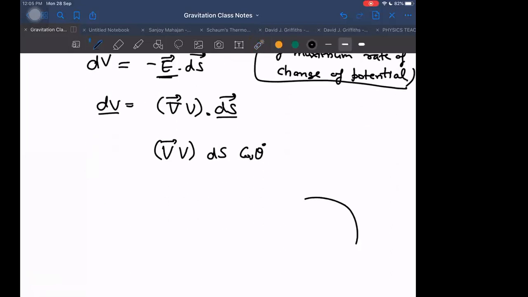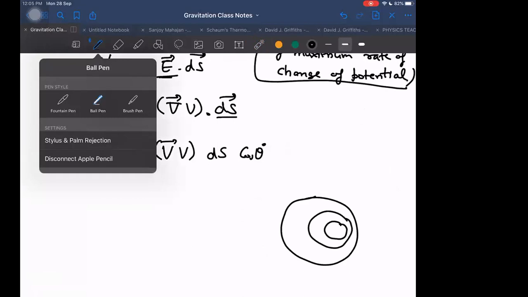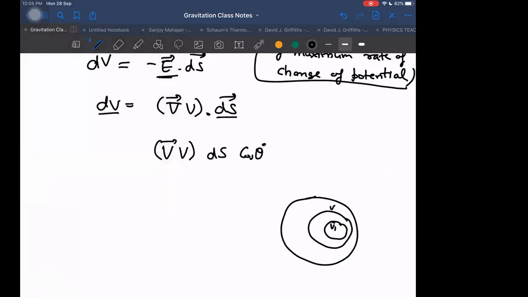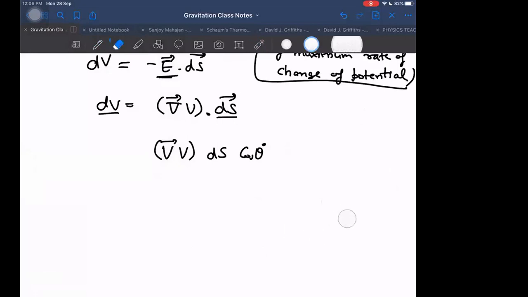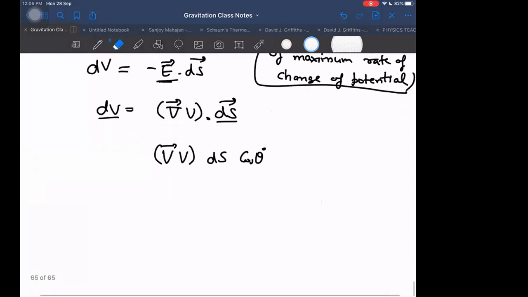For example, if I have such curves, these are all equipotential curves. Here potential is V1, here potential is V2, and here potential is V3. You can tell me what is the direction of field in this space. It will always be perpendicular to the equipotential surfaces, where the potentials are equal. Let me first specify, what is an equipotential surface? That also I should tell first. How should I tell it now? Let me tell here.